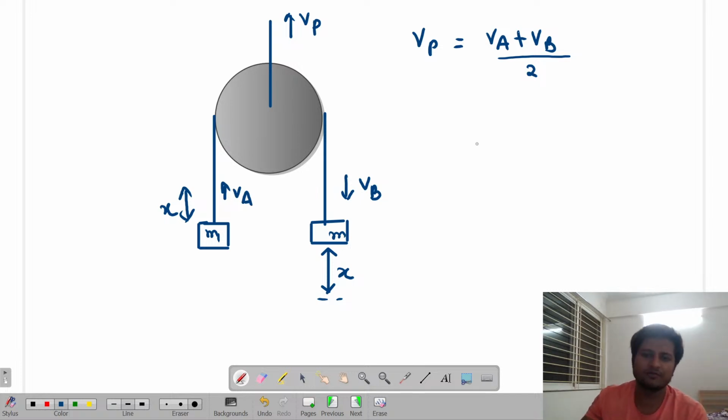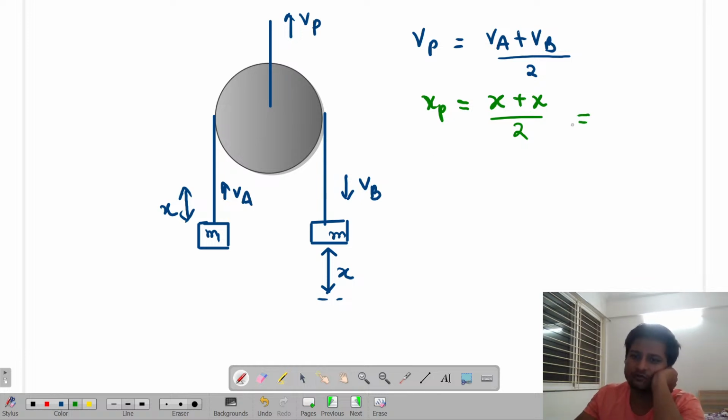अब ध्यान से देखो जरा, if I can write the velocity equation, velocity is just the change in length per unit time or not. For mass a, let's suppose velocity is upward, so displacement is upwards, isn't it? Velocity of b is downwards, so the displacement is also downwards. Is that clear or not? Now that sum divided by 2 must be equal to the displacement of my pulley or not. So if both of the blocks are displaced by the same distance, then the displacement of the pulley is how much?